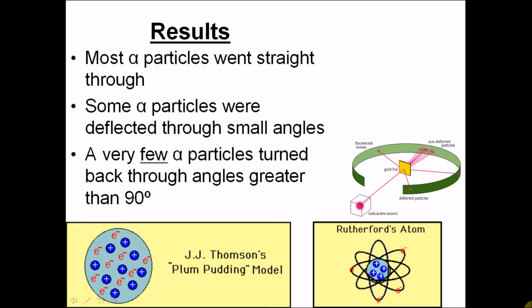The results of the experiment were that most of the particles went straight through. This proved that the atom is mostly empty space. Some particles were deflected at small angles. This proved the existence of a positive nucleus. And finally, some alpha particles deflected back through angles greater than 90 degrees. This showed the existence of a small, dense nucleus.